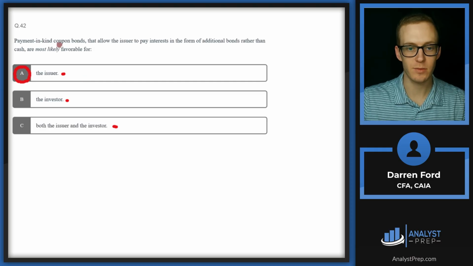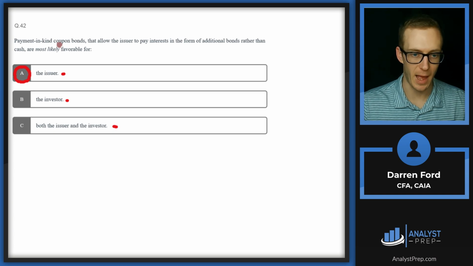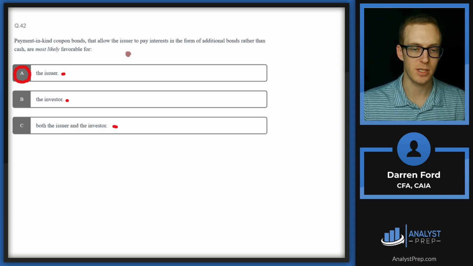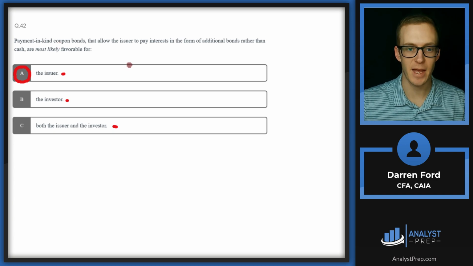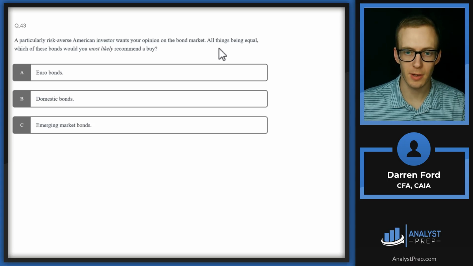If you're getting no cash flows over time, there's a lot more risk that something bad could happen throughout the life cycle of that business, and then you may get little or nothing back in the end. Whereas in a normal bond, if you're getting some cash flow over time, you're able to recoup your capital a little quicker. Answer A.